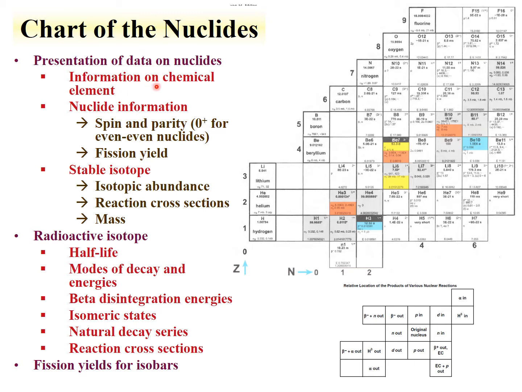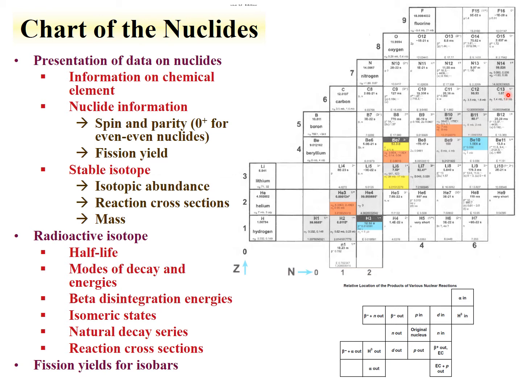Initially, information on the chemical elements is given. For instance, as shown here, you can get the atomic mass and the average cross-section for each element. There's also nuclide information. For any given isotope, you can see the spin and parity. For instance, boron-8 is 2+, and carbon-12 is blank, because it's 0+. Spin and parity 0+ for even nuclides, so they don't even list those.